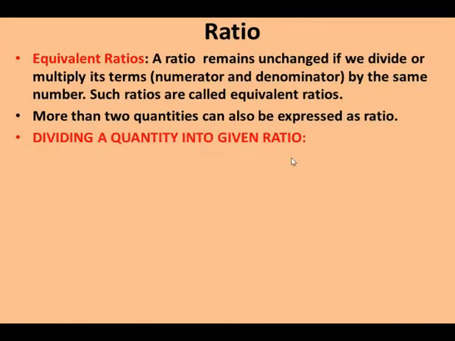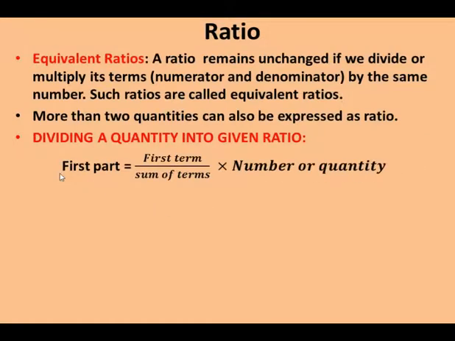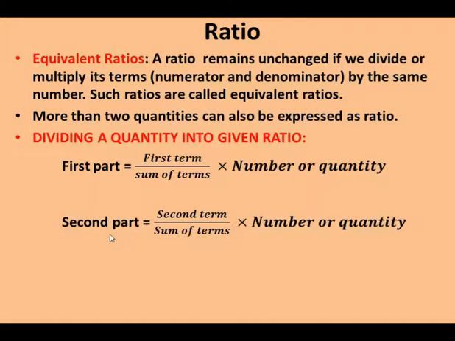Now, dividing a quantity into a given ratio. If we have been given a ratio and we have to divide the given quantity in that particular ratio, how can we do that? To find the first part, it is the first term upon the sum of terms, meaning the ratio terms we have been given, multiplied by the number or quantity of the things. To find the second part, it is the second term upon the sum of terms multiplied by the number or quantity of things.